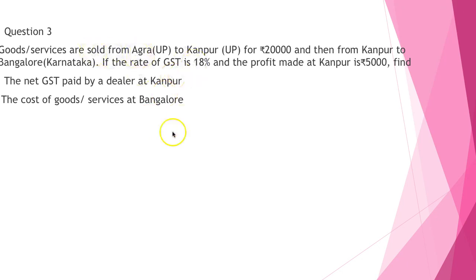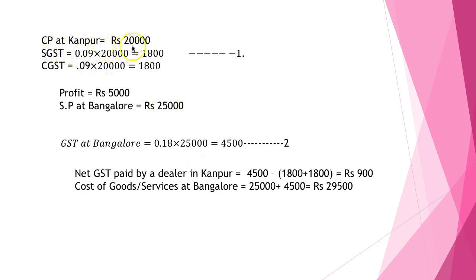Now here, Agra to Kanpur is an intra-state transfer. Cost price at Kanpur is 20,000. Because it's intra-state, we have SGST, that is 9% of 20,000, which is 1,800. CGST is again 1,800. Now the profit is 5,000. So selling price at Bangalore is 25,000.